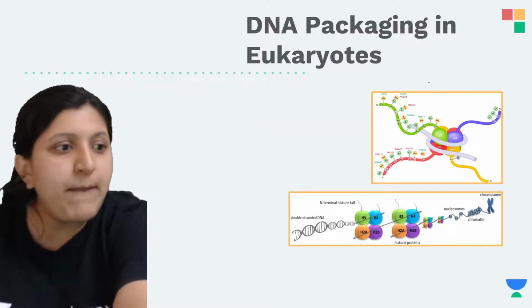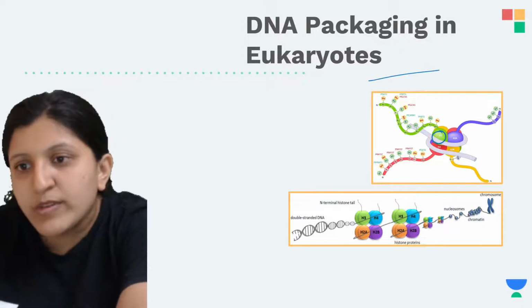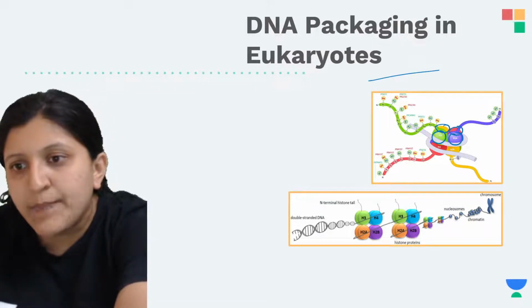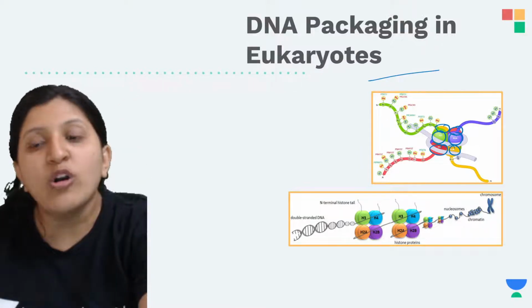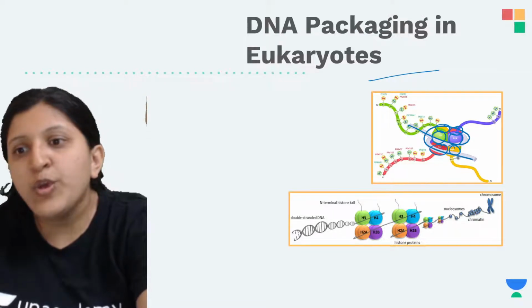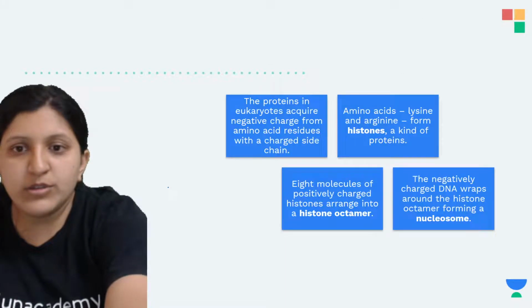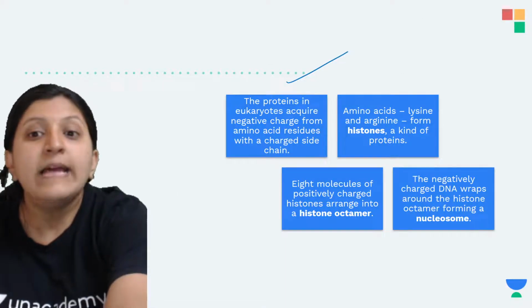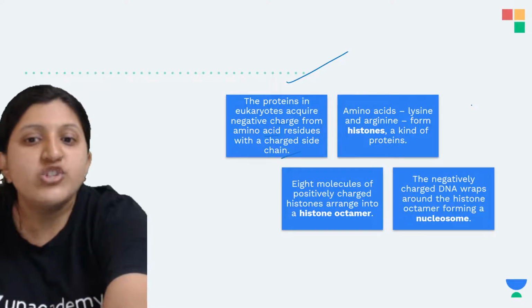Now, DNA packaging in eukaryotes: I explained this is the octamer, one at the back, one at the top. Based on that, the octamer formation will be there. Surrounding that octamer, you can see this structure, that is DNA. The proteins in eukaryotes acquire negative charge from amino acid residues with charged side chains.